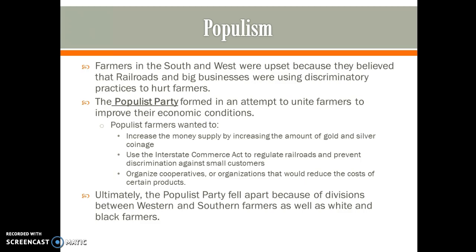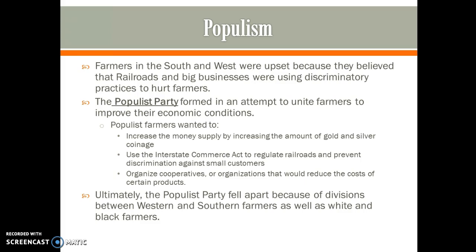Farmers in the South and the West start becoming obsessed because they believe that railroads and big businesses are discriminating against them. And this is going to be a big deal, especially as we start getting into capitalism and the spread of American business. So these farmers form what we call the Populist Party, trying to unite farmers to improve their economic conditions and kind of stand up to the big men and the big businesses.